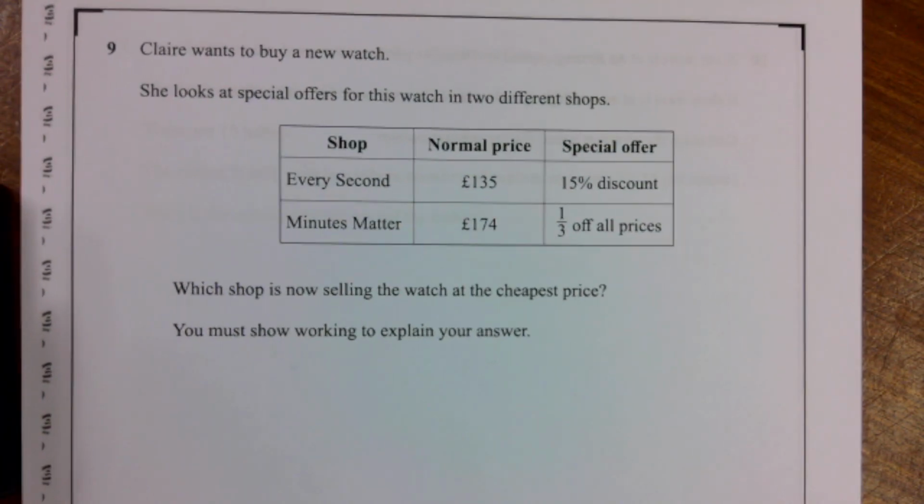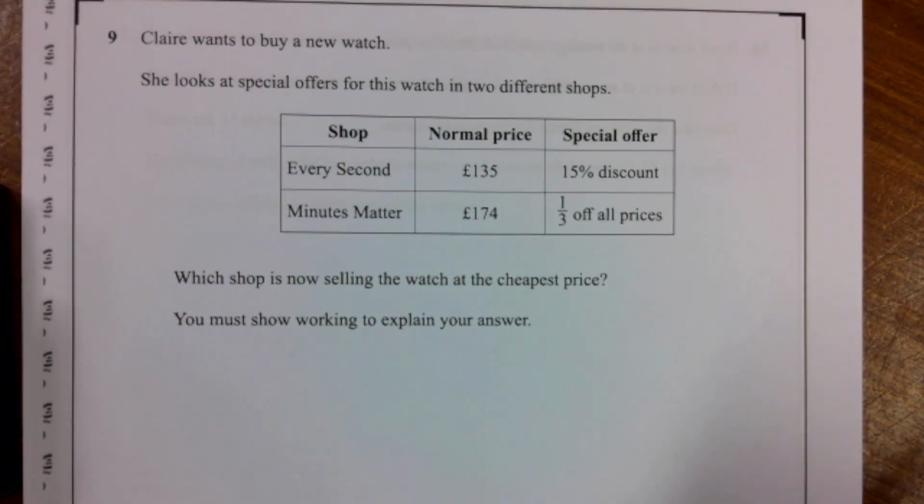Question 9. Claire wants to buy a new watch. She looks at special offers for this watch in 2 different shops. Which shop is now selling the watch at the cheapest price? You must show working to explain your answer.